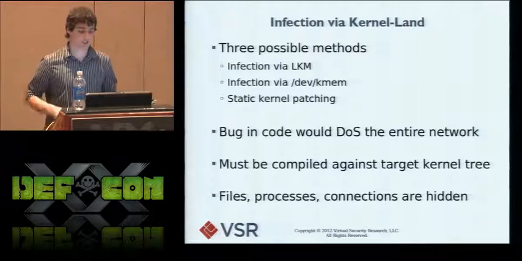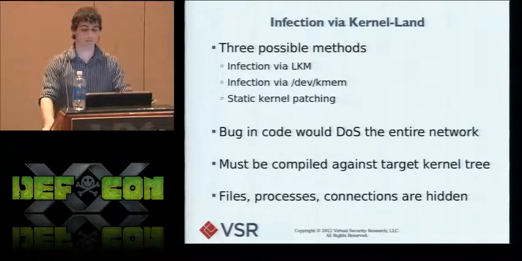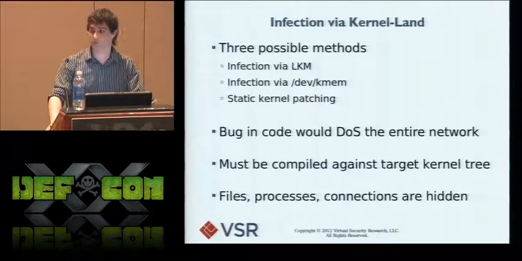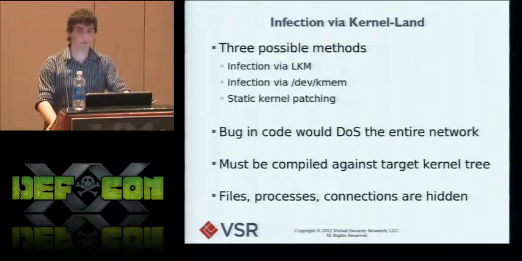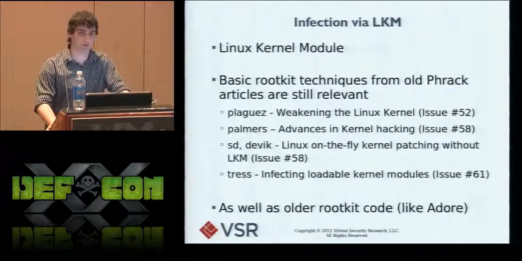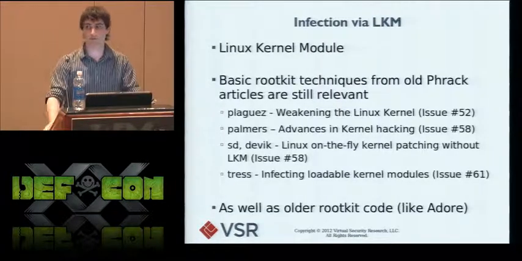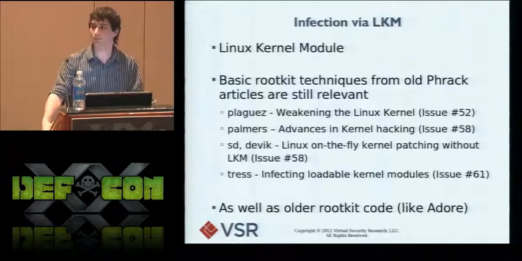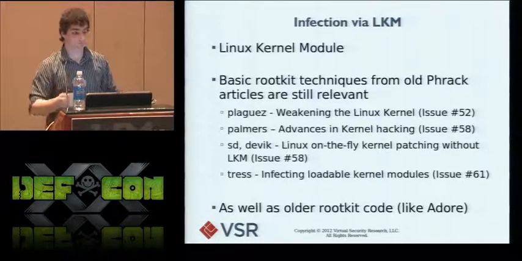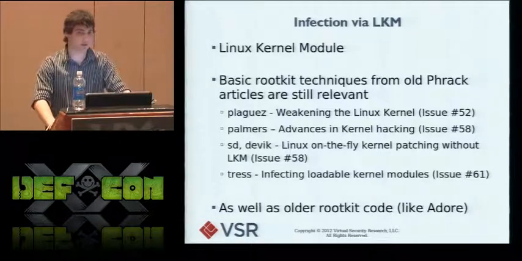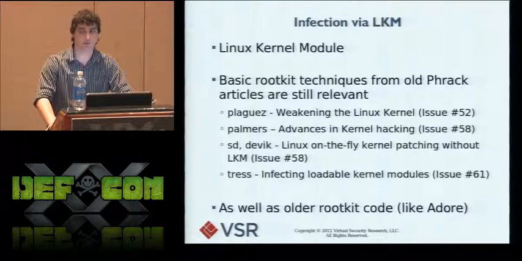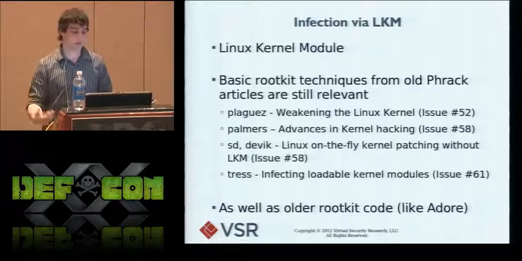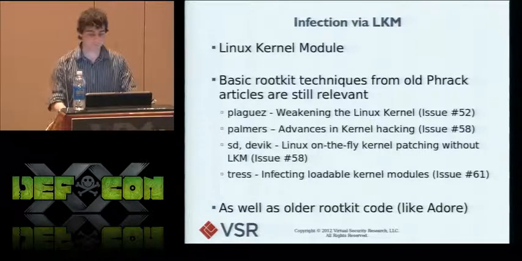And another issue is that it has to be compiled against the specific kernel tree if you're doing a Linux kernel module. And even though a lot of routers use the same version of Linux, it's not very universal because we're going to have to download the source code for each router and compile it against that tree. And if you've worked with any GPL'd source code archives from routers, you'll find that they don't compile on the first try, they don't compile on the second try or the third try, so it's a real pain in the butt. But again, we have this benefit that all the files, processes, and connections are hidden.